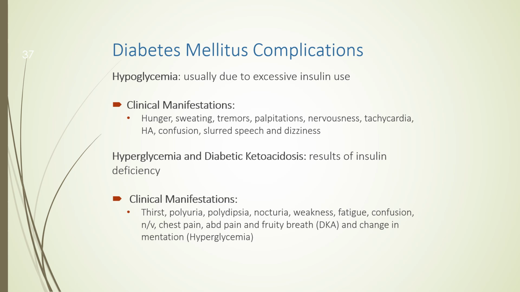Hyperglycemia and diabetic ketoacidosis result from insulin deficiency. Clinical manifestations include thirst, polyuria, polydipsia, nocturia, weakness, fatigue, confusion, nausea and vomiting, chest pain, abdominal pain, and fruity breath in diabetic ketoacidosis, and a change in mentation.